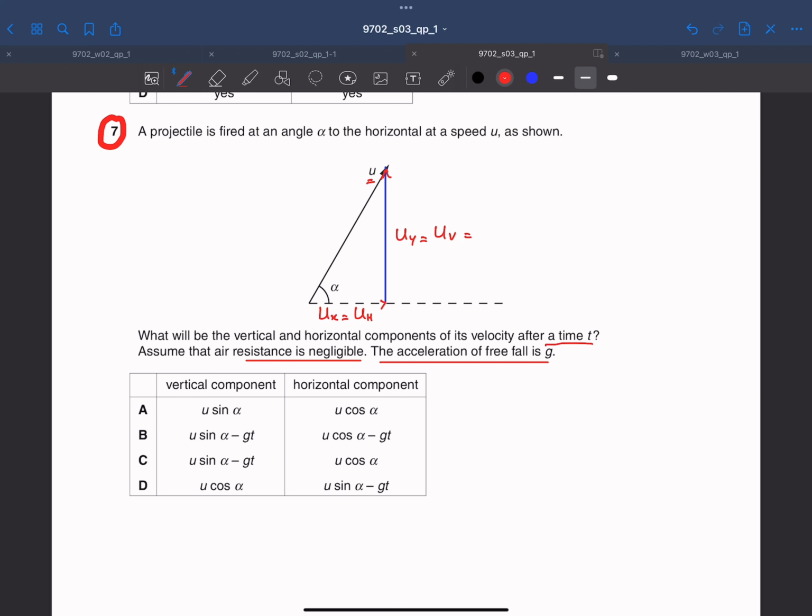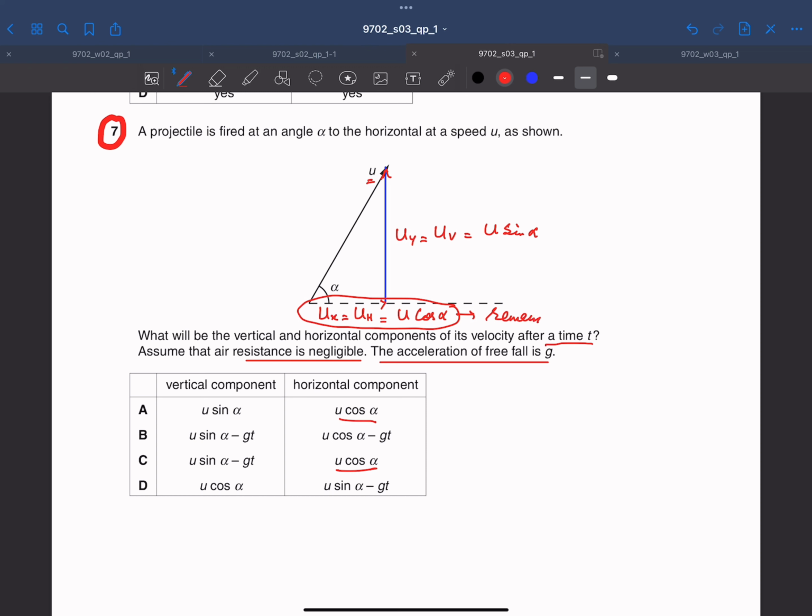As far as uy is concerned, you know that this is u sine alpha and this is u cos alpha. So as far as this part is concerned, the horizontal component is u cos alpha, and you have to recall what we have studied, that in case of projectile motion, the horizontal component always remains constant.